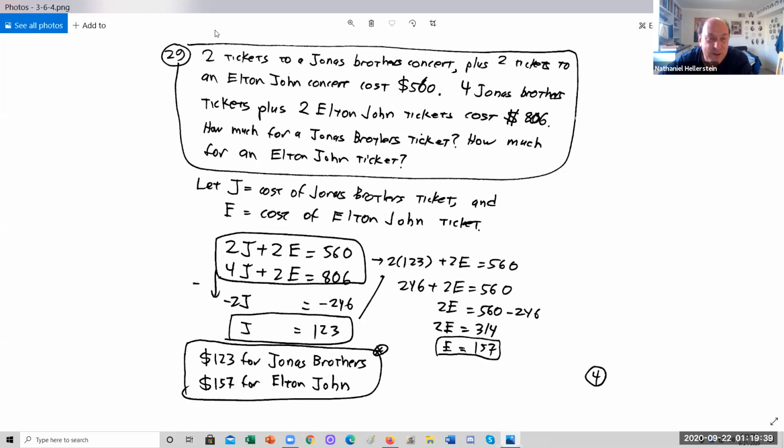We proceed. Two tickets to Jonas Brothers plus two tickets to Elton John costs $560. Four Jonas Brothers tickets plus two Elton John tickets cost $806. So how much for a Jonas Brothers ticket? How much for an Elton John ticket? Okay, so we'll have J be the cost of a Jonas Brothers ticket, and E be the cost of an Elton John ticket.